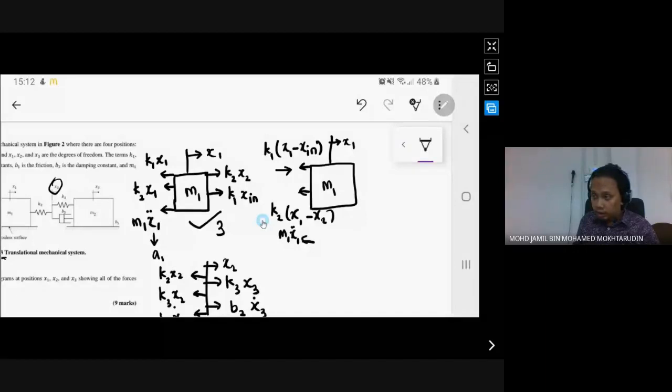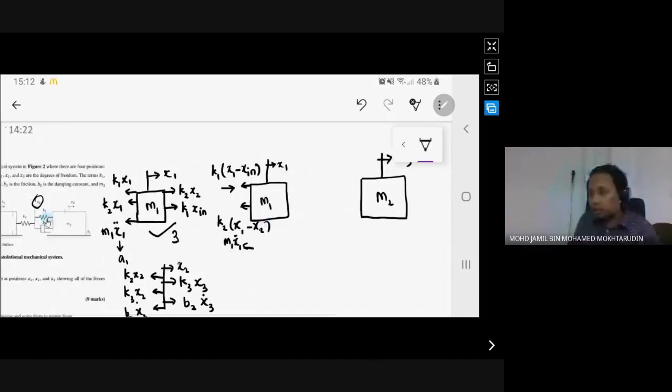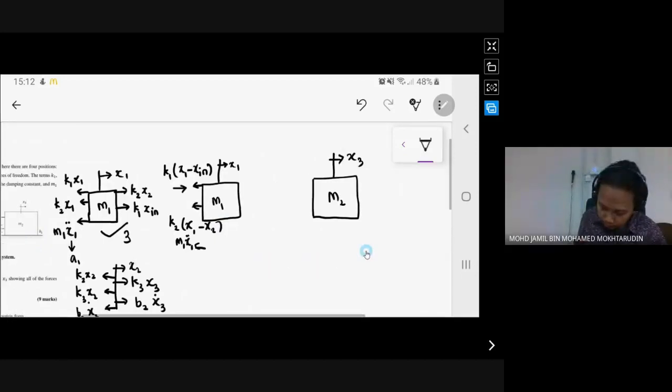Okay, so lastly is the free body diagram X3. So X3 is connected with spring K3, damper B2, and friction B1. So spring K3, K3 X3, damper B2 X3 dot, friction B1 X3 dot, and the inertia M2 X3 double dot.